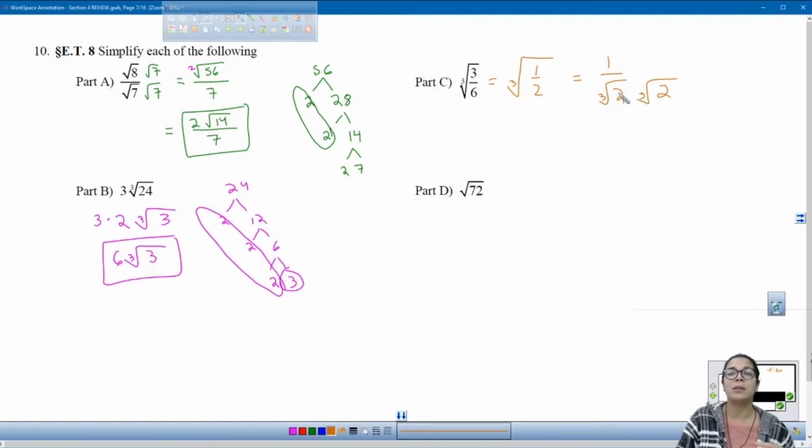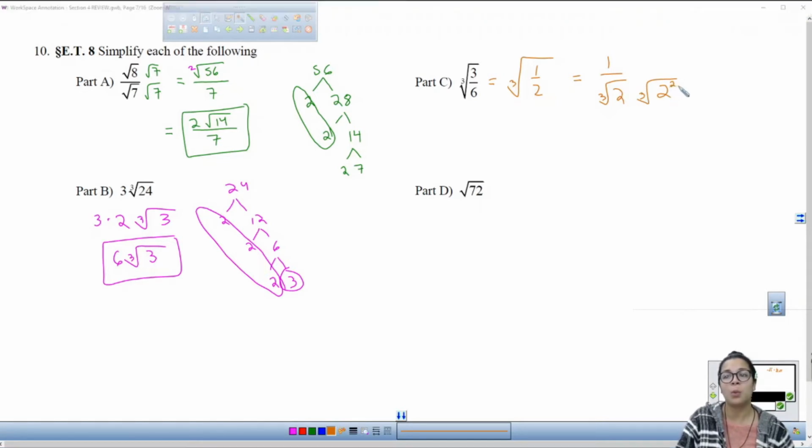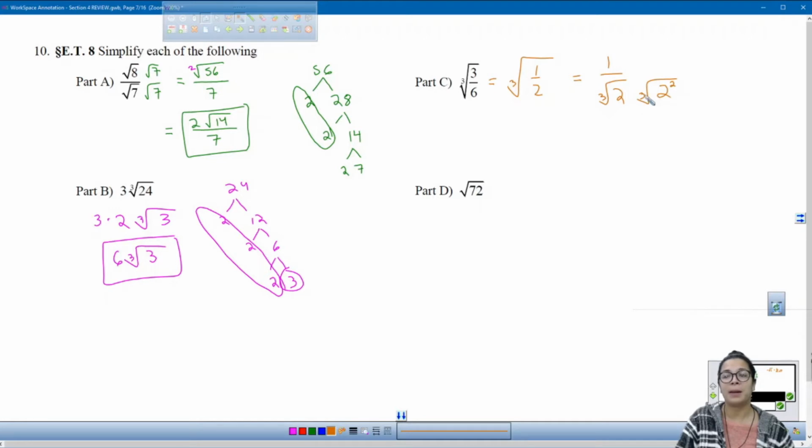I have to multiply by the cube root of 2 squared. That way I'm multiplying by the cube root of 4. 4 times 2 is 8, and the cube root of 8 is 2. So my final answer would be cube root of 4 over 2.